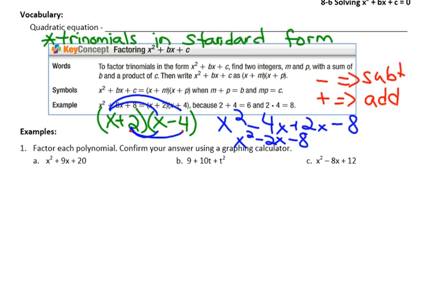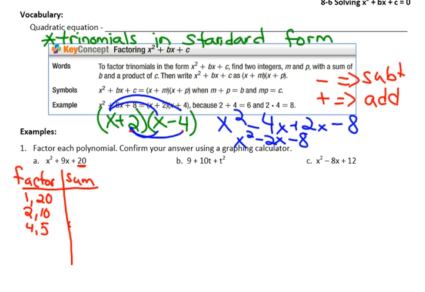And we're going to make ourselves a little chart. And we're going to be looking for factors, and then there's sum. All right, so let's see here. So I need factors of 20, because this is written in standard form. And when you factor a trinomial, you're going to end up with 2 binomials. So I need factors of 20. So my factors of 20 are 1 and 20, 2 and 10, 4 and 5. I need them to add up to give me 9.